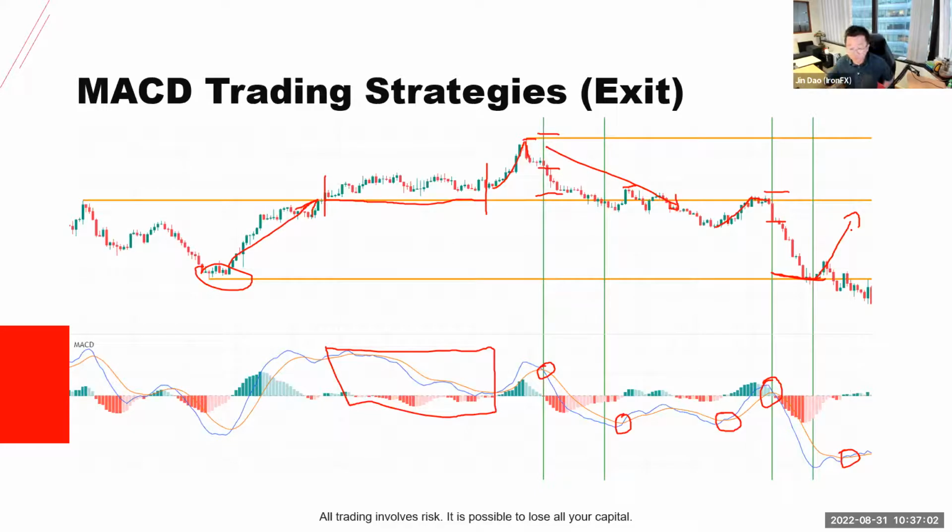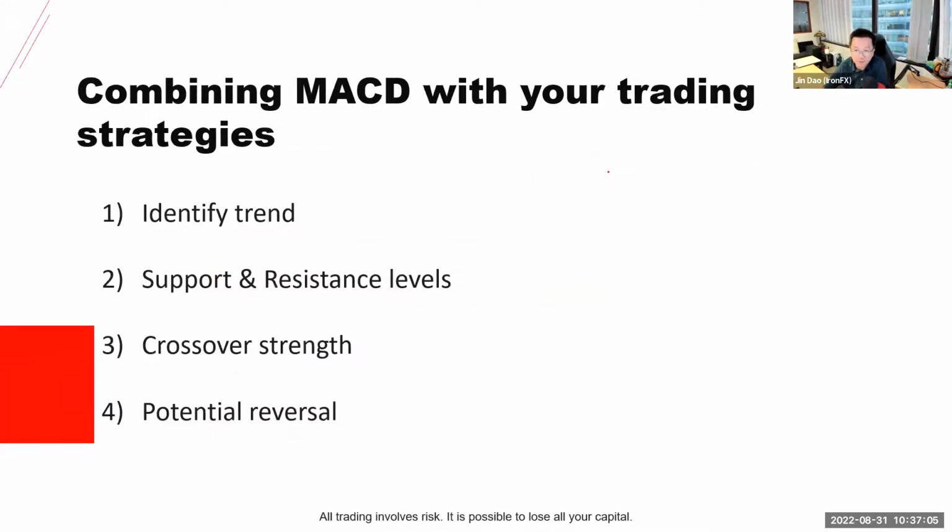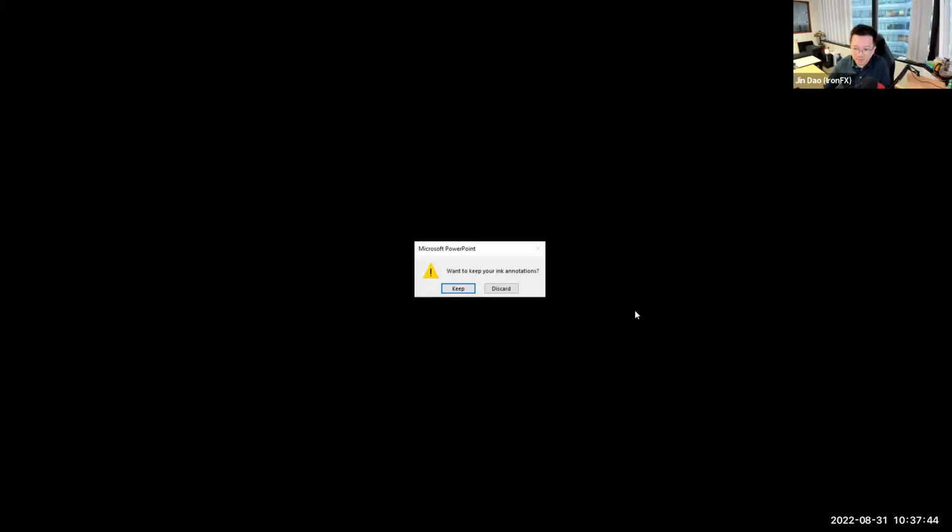I'll share this with you right after this last slide here, right? Combining the MACD with your trading strategies, as I was telling you, always make sure you identify the trend. If it's moving towards the upside, then you want to be looking for that crossover for that further buying opportunity. Support and resistance levels, you want to be looking for take profit levels or potential reversals. You look for that crossover, consider that crossover strength, and then use the MACD as a potential reversal indicator.